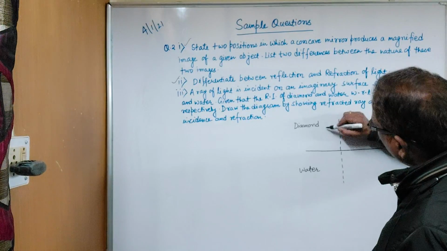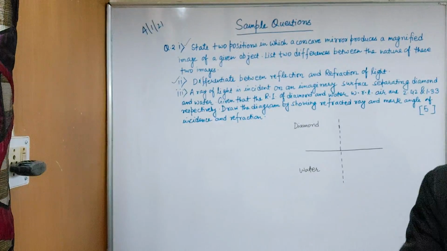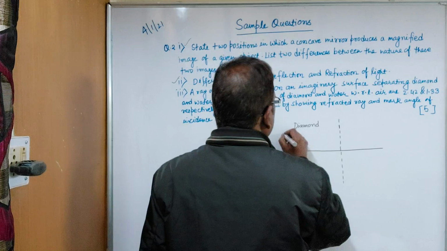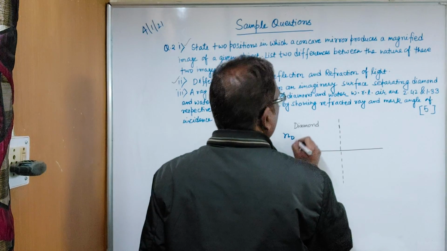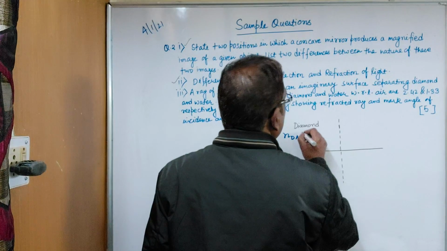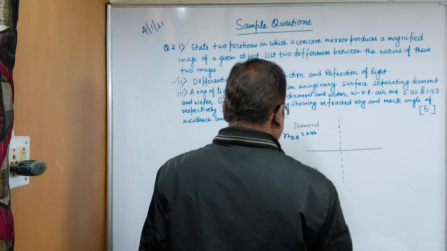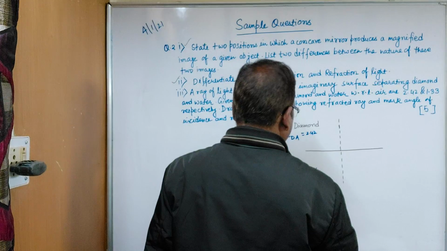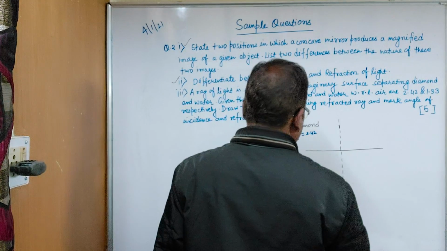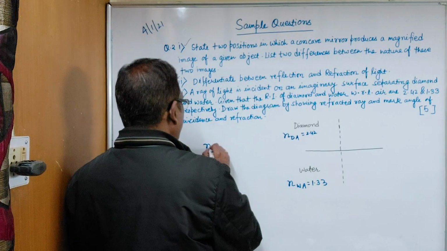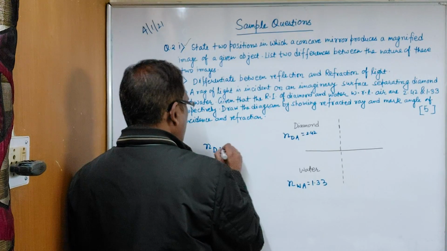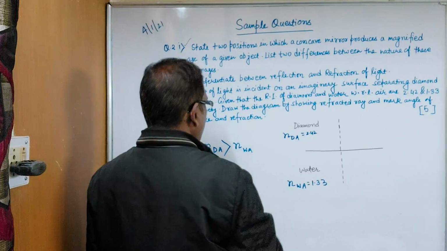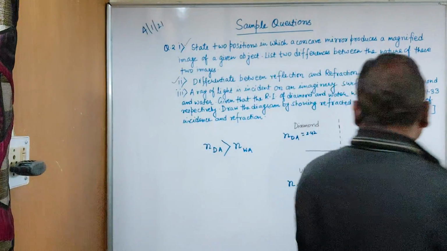So diamond, as you know, is a denser medium, and the refractive index of diamond with respect to air is given as 2.42, and the refractive index of water with respect to air is given as 1.33. So obviously the refractive index of diamond with respect to air is greater than the refractive index of water with respect to air. So diamond is the denser medium.